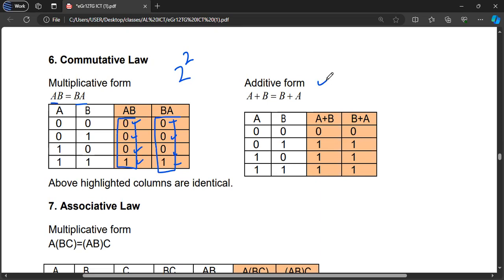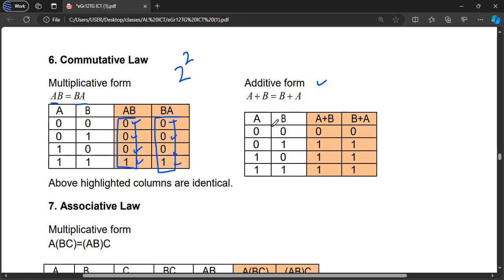So additive form, this is also the same, right? So A plus B, B plus A, right? Even if you say A plus B is also the same, B plus A is also the same, right? Anyhow, it's going to give the same result.